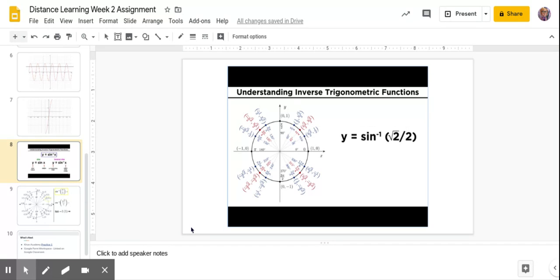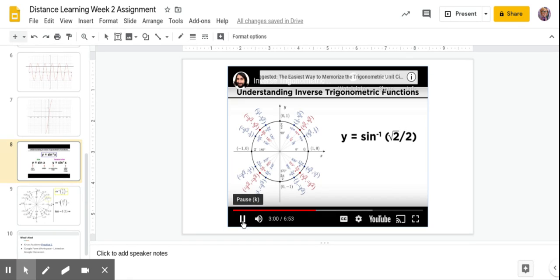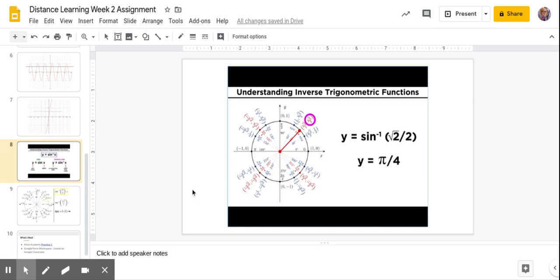What is the inverse sine of root 2 over 2? Well, if we recall our unit circle, note real quick that he put the value on the inside, and so what we're going to get out is the angle. The angle that gives a sine of root 2 over 2 is quarter pi. So the inverse sine of root 2 over 2 is quarter pi.